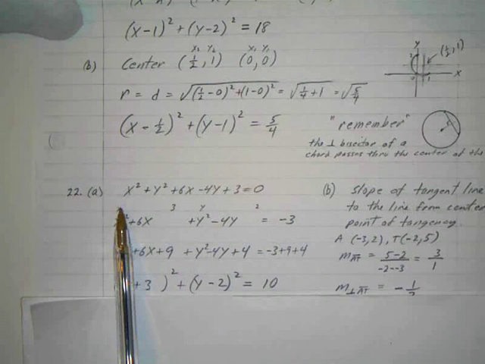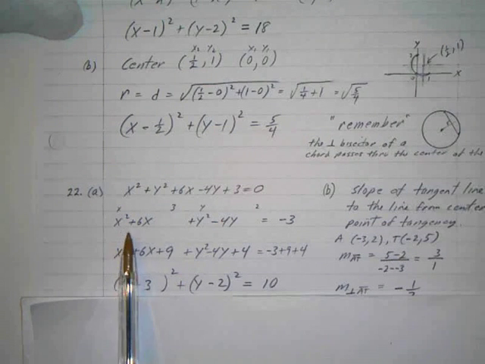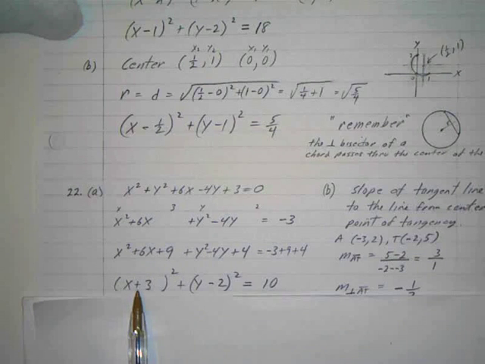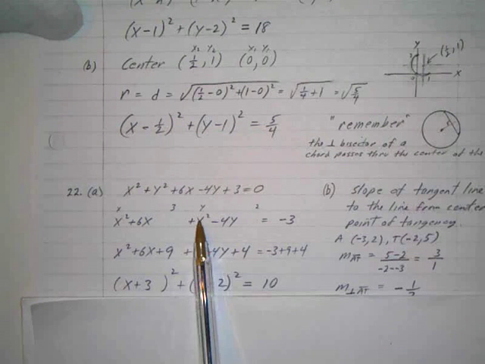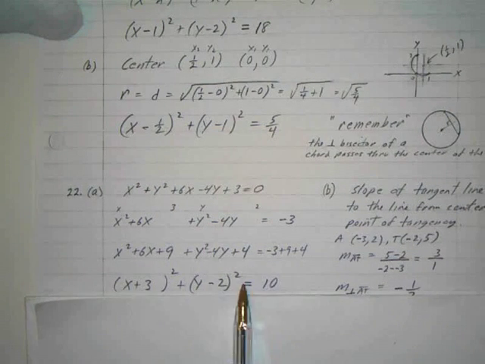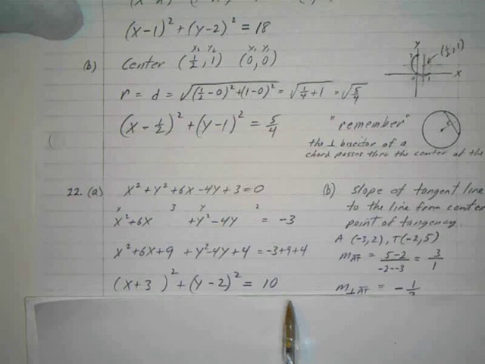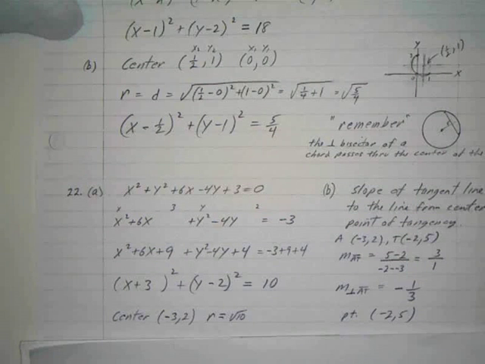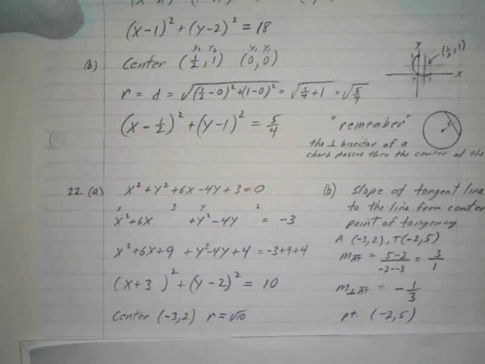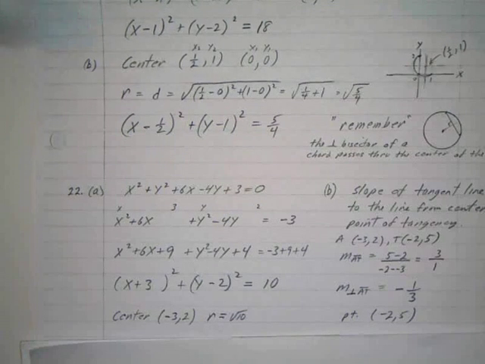And it's going to end up being (x plus 3) squared plus (y minus 2) squared equals 10. And now that's your r squared, so the radius would be the square root of 10. And there's your center: negative 3, 2. So just by completing the square, we can get that in that nice, I call it graphing friendly form. Sometimes they call it standard form. Be careful in the way they notate those things.